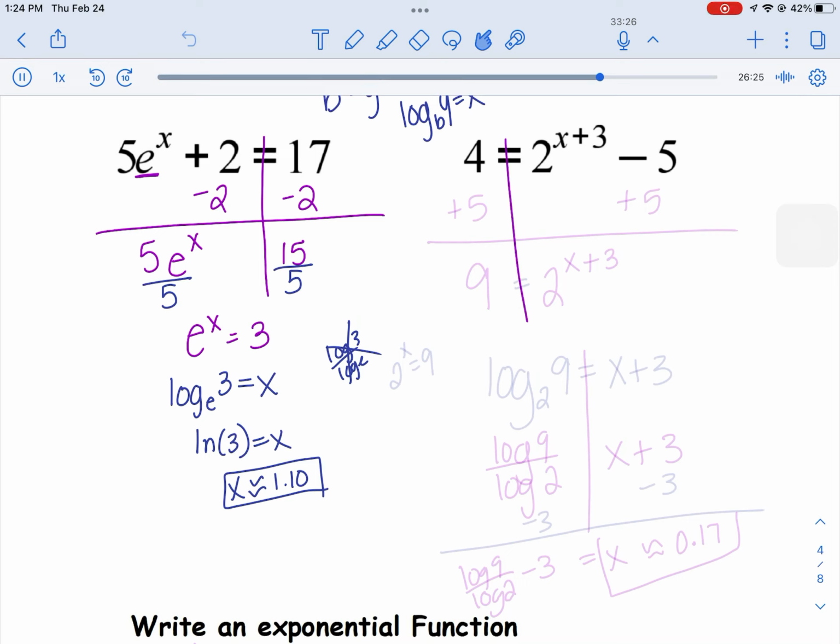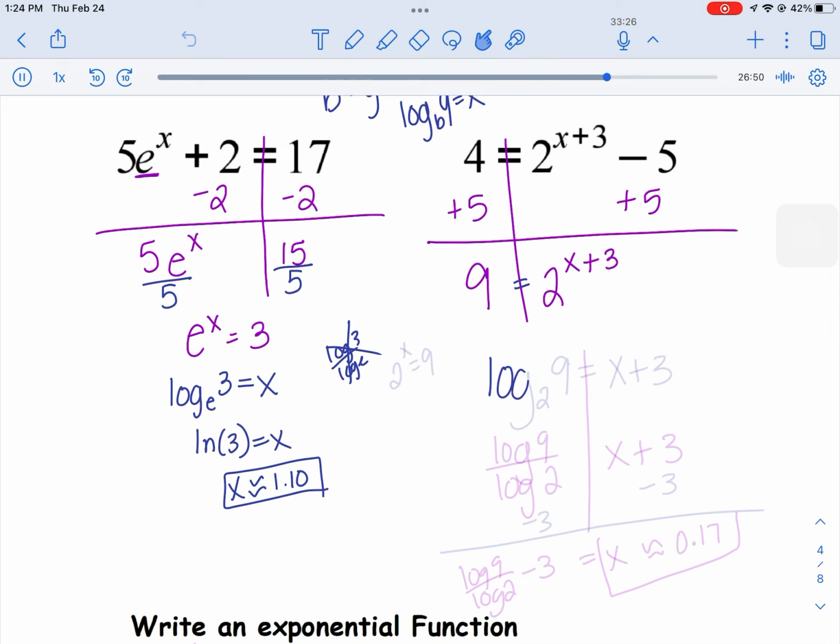This one, you'd get the x plus 3 by itself, so you would add 5. That plus 3 is going to stay up there with that exponent, though. So you're going to get 9 equals 2 to the x plus 3 power. Then you're going to rewrite it in log form. So right now, 9 is your output, and 2 is your base. X plus 3 is your input.